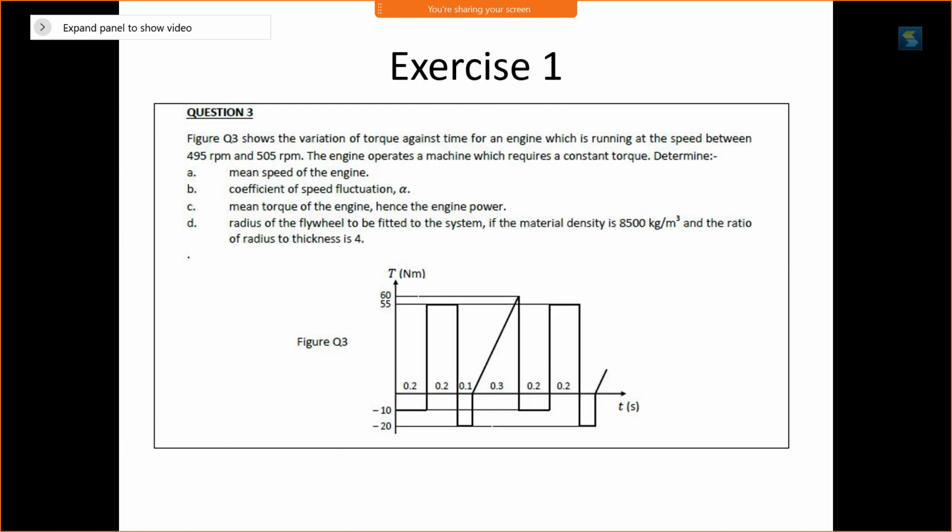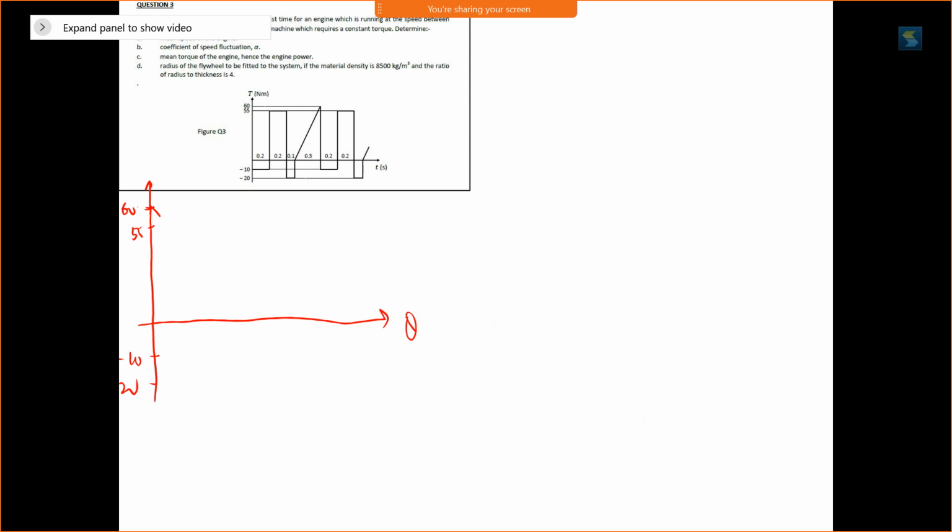Is that so? Wait, let me check. There's no motor. So the engine operates a machine which requires constant torque, and just the flywheel is used directly. So we have to consider it as 1/2 mr square. Okay, so we superimpose its graph, and then what happened to our graph? So start here at 0.2, and then 0.2 here, series 0.4. So here 0.1 and 0.3. So this is our one complete cycle.